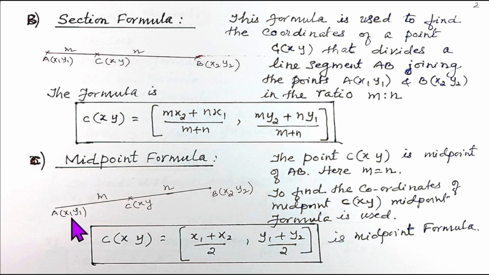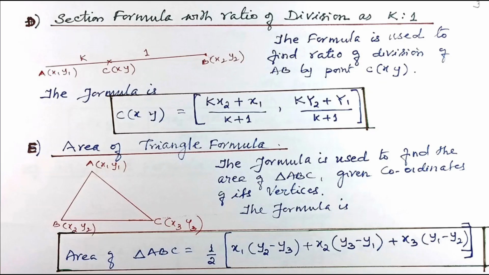So we have A(x1, y1), B(x2, y2) in a coordinate plane. AB is joined. C(x, y) is a point exactly at the center of AB. We have to find the coordinates of C(x, y), and for that we use the midpoint formula. So C(x, y) is equal to ((x1 plus x2) divided by 2, (y1 plus y2) divided by 2), and this formula is known as the midpoint formula. Please remember that. Now we have the section formula with ratio of division as k:1.